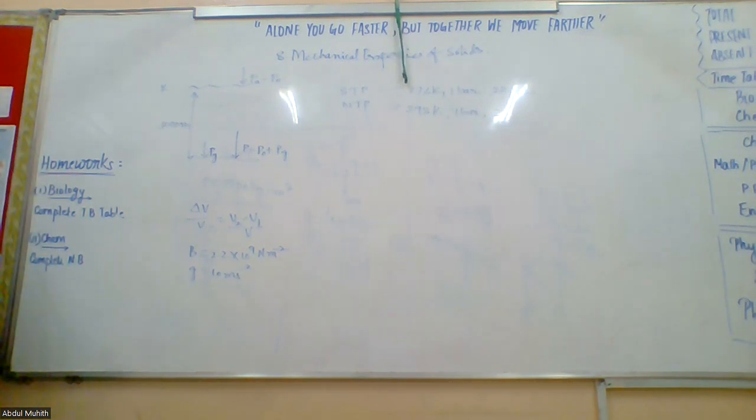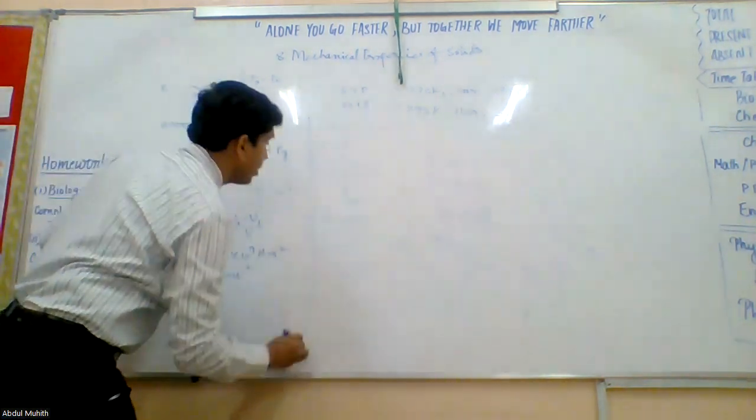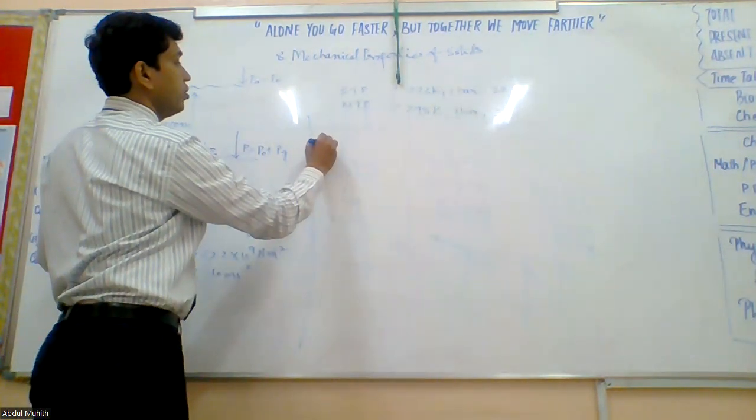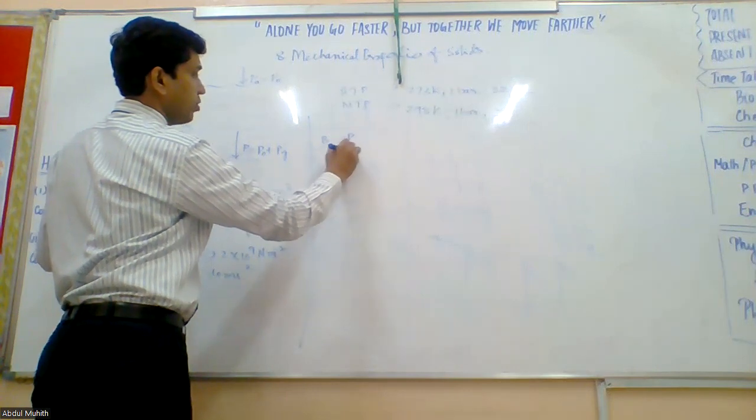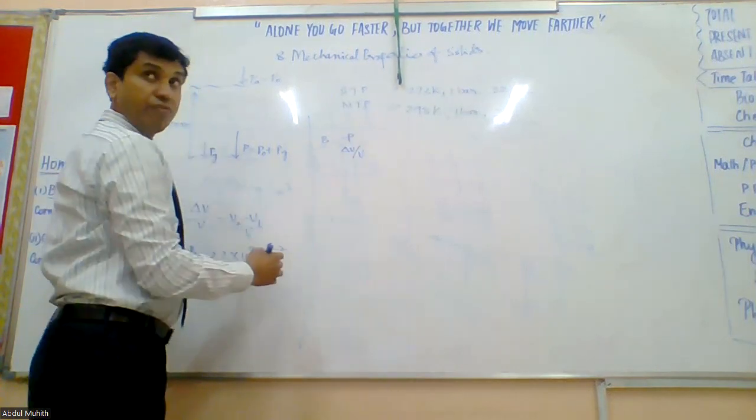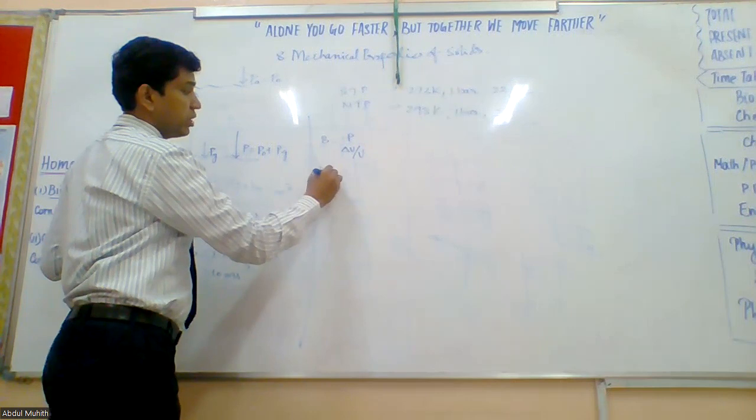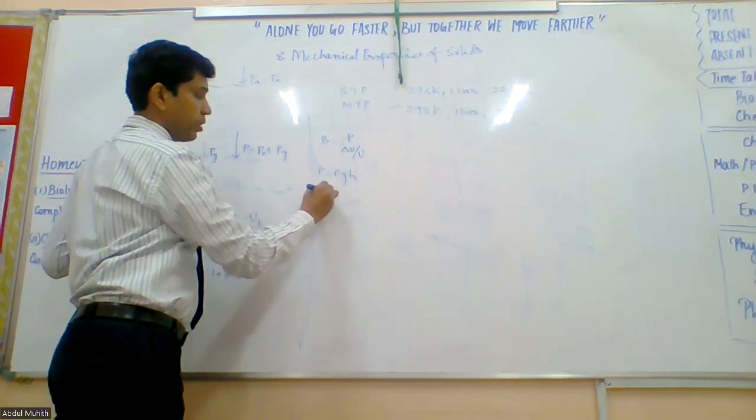Now, what is the formula for bulk modulus? B is equal to minus P by delta V by V. Okay, this is the formula. But what is pressure? Pressure is equal to rho g x. So pressure is equal to how much?